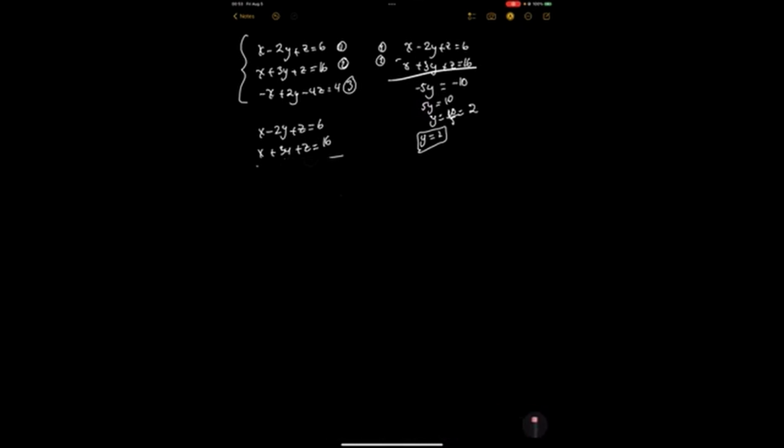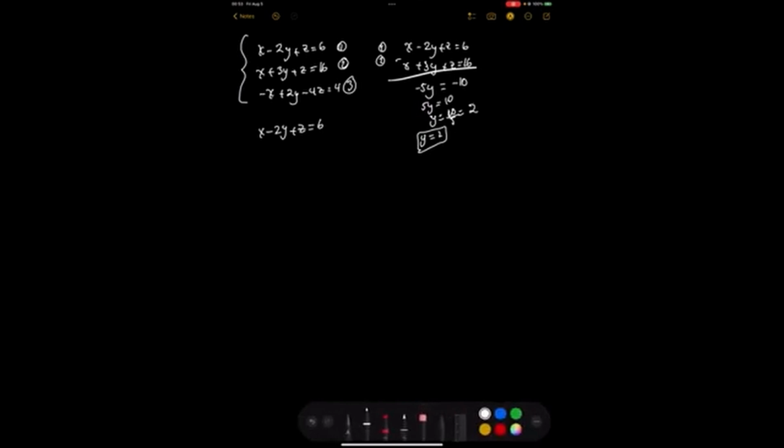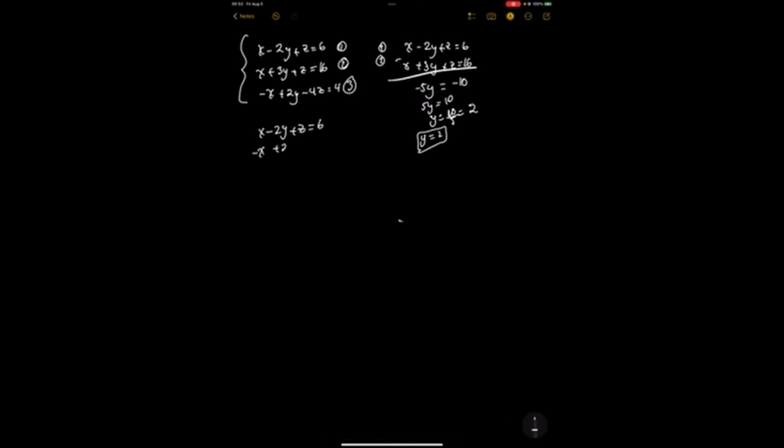Instead of this one, I'm going to use 1 and 3: x minus 2y plus z equals 6 and negative x plus 2y minus 4z equals 4. I'm going to use those two instead, because you'll see why I chose that one. What I can do now is replace y by its value. So I can do x minus 2 times 2 plus z equals 6, and negative x plus 2 times 2 minus 4z equals 4.